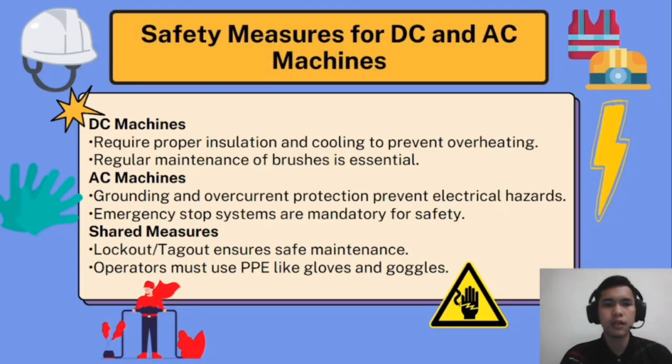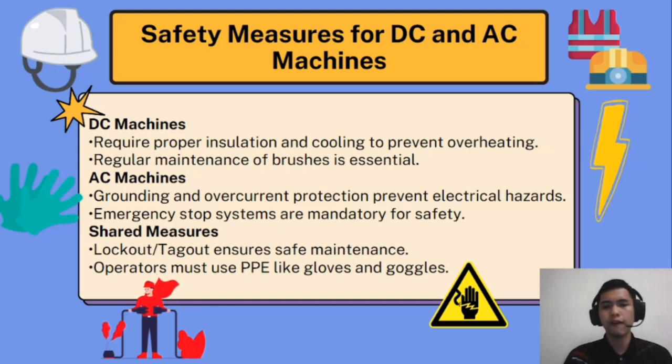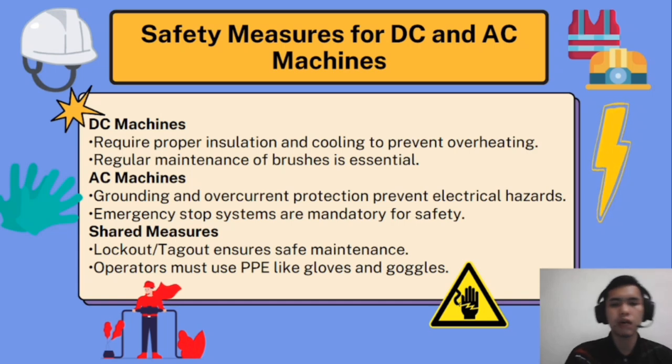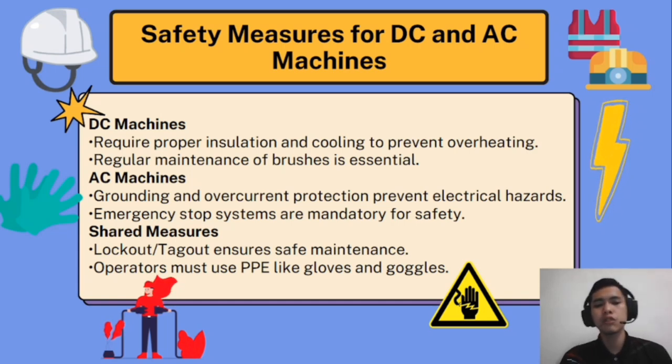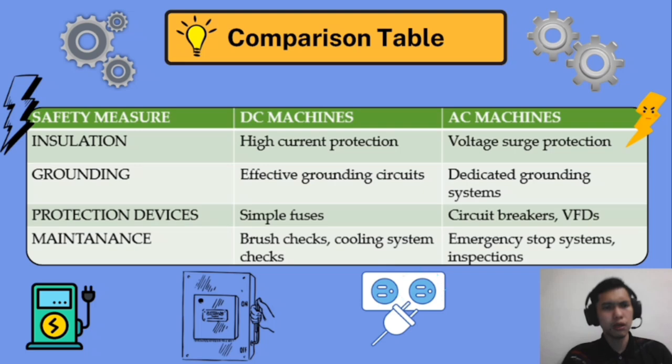Okay, next. We talk about the safety measure for DC and AC machine. For the DC machine, it requires proper insulation and cooling to prevent overheating, and regular maintenance of brushes is essential. For the AC machine, grounding and overcurrent protection prevent electrical hazard, and emergency stop systems are mandatory for safety. And a safety measure is lockout and tagout to ensure safe maintenance. And operators must use PPE like gloves, goggles, and helmet. Okay, this is the comparison table for the safety measure of the DC and AC machine.